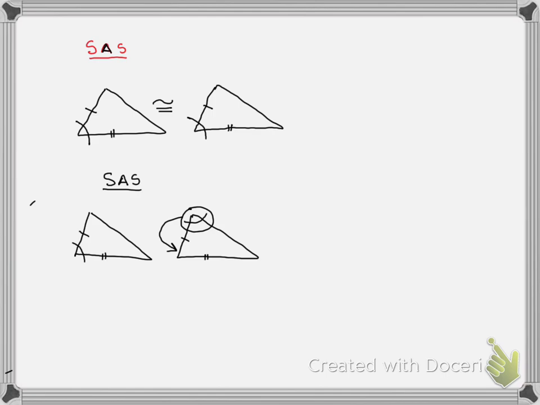Okay, another instance of where SAS is not actually SAS is if you've got your two sides marked here and your angle is over there. Again, that angle needs to be between the two sides in order for SAS to be true. So the placement of the angle, be very, very careful of that.